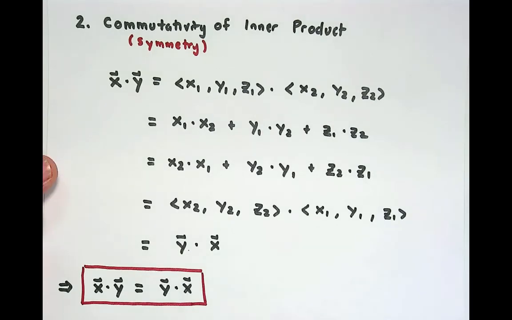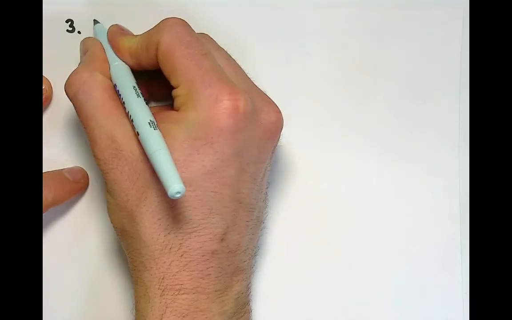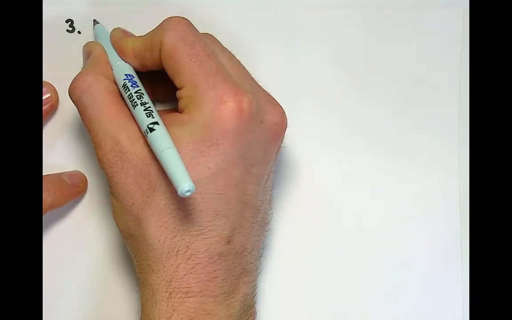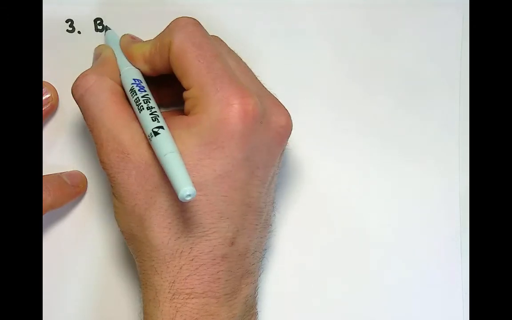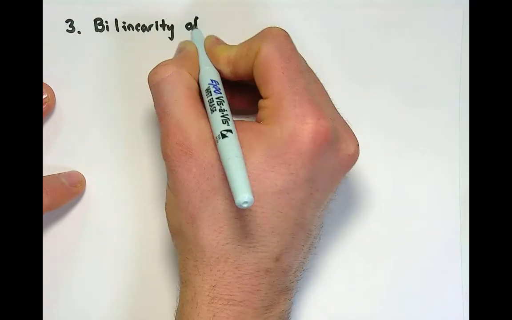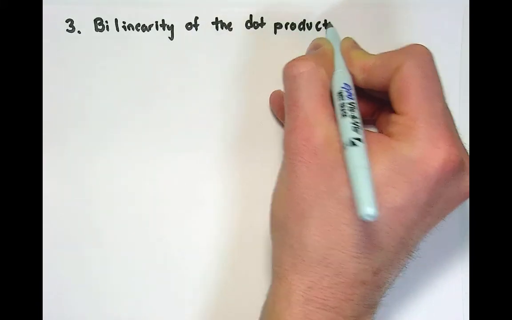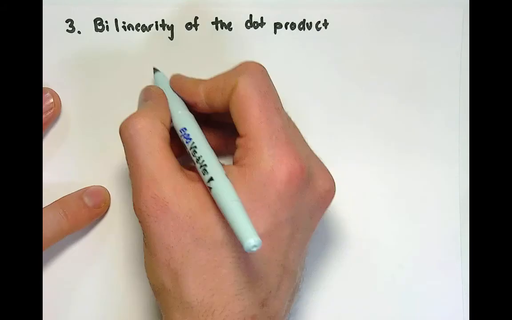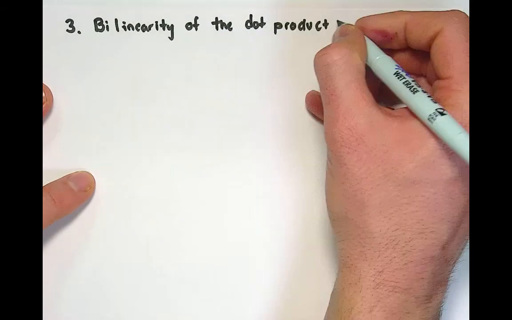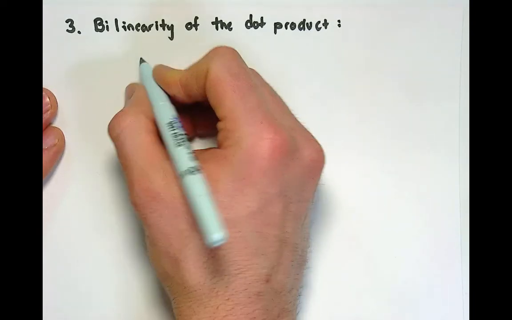All right. So this gets us to the next algebraic property of the dot product, which we're going to call bilinearity of the dot product. And this bilinearity is actually going to have linearity in the left component and linearity in the right component, or the left argument.